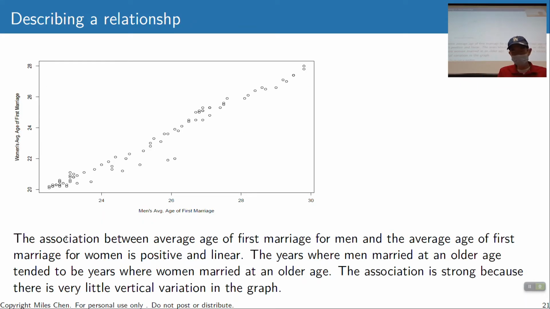All right, so let's put all of this together and try to describe a relationship. So here we'll go back to our marriage age data set. And we're asking, is there a relationship between men's age of first marriage and women's age of first marriage? And the answer is yeah. There is a positive trend. The trend is linear. Years where men married at an older age tend to be years where women married at an older age. And the association is strong because if you look at how much scatter there is in the points, there's not a ton of scatter. It seems like they fit a straight line quite closely.